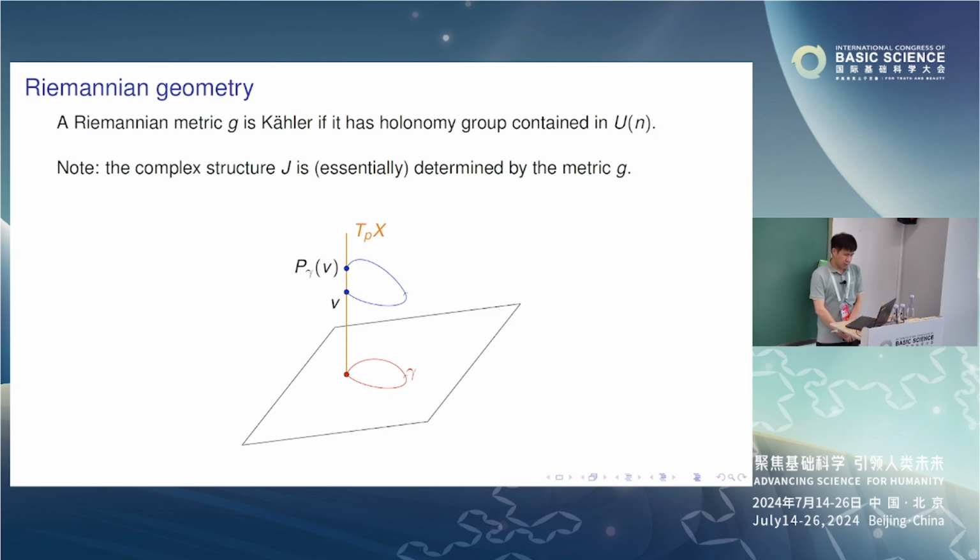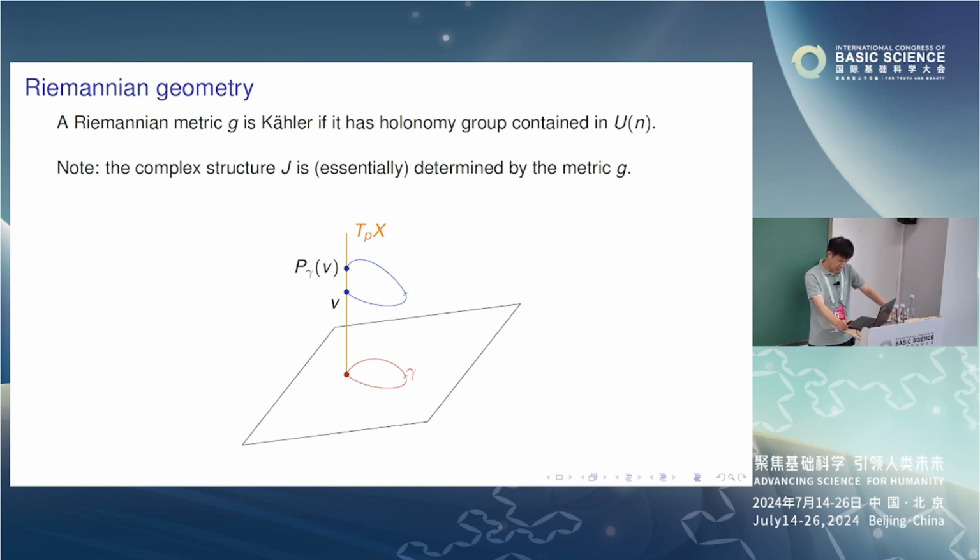But if you don't like formulas, you can also conceptually view Kahler geometry as a Riemannian metric with a special property of its holonomy group. A Riemannian metric g is Kahler if it has holonomy group contained in the unitary group. Holonomy is determined as follows; there is a picture. You start with a point and draw a loop based at the point. This orange line is viewed as the tangent space at the point.